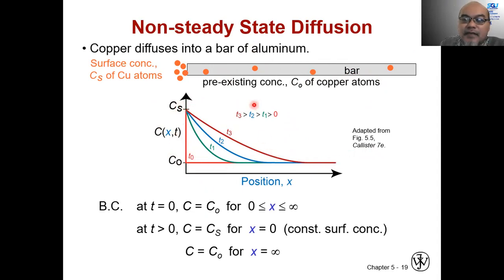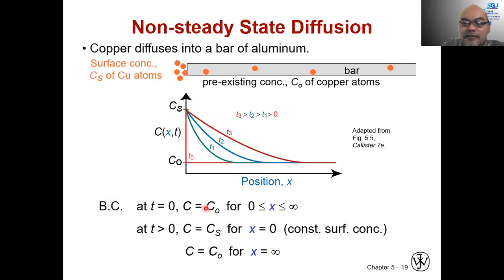Then when time increases to T1, some copper starts to diffuse along the thickness. Then at T2, more copper diffuses, so that even at the same thickness we have a larger concentration of copper compared to T1. At T3, a longer time, the concentration profile becomes like this.